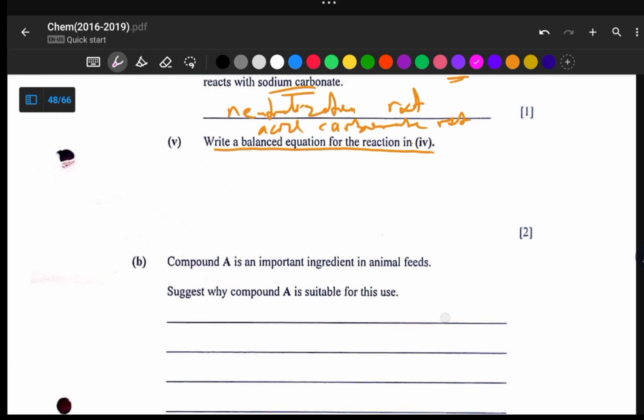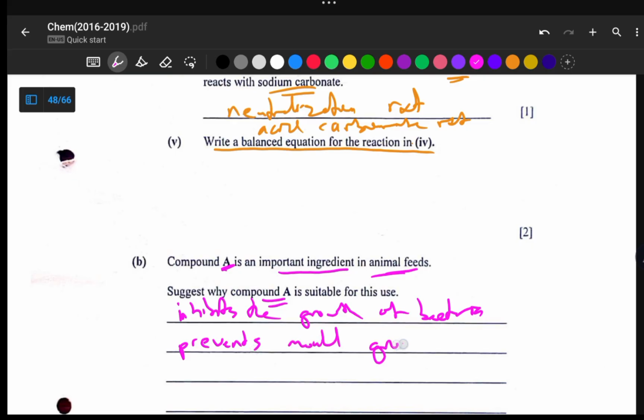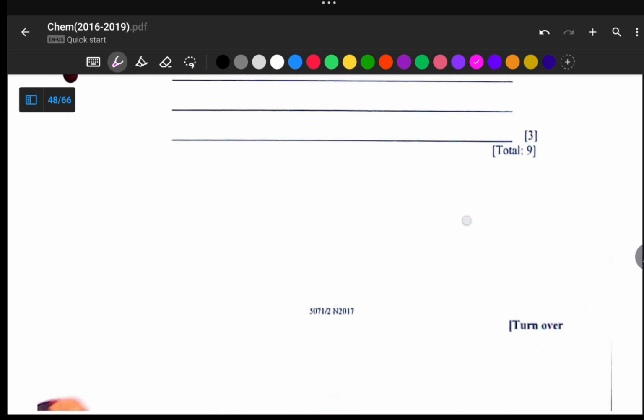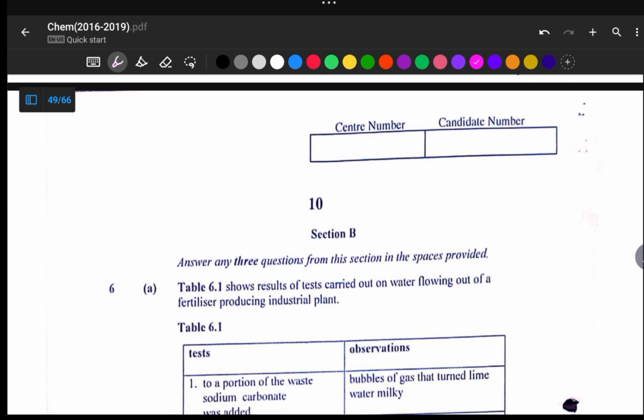The next question says compound A is an important ingredient in animal feeds. Suggest why compound A is suitable for this. So it is used because it inhibits the growth of bacteria, and also prevents mould growth, the fungal infections. It prevents mould growth. And then we move on to the next question. So we are on section B.